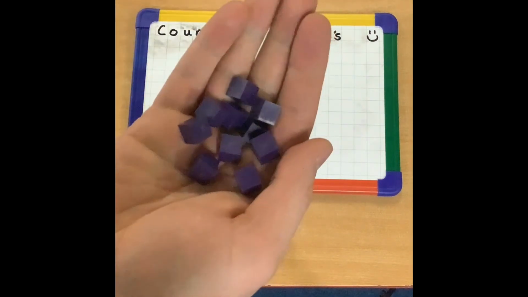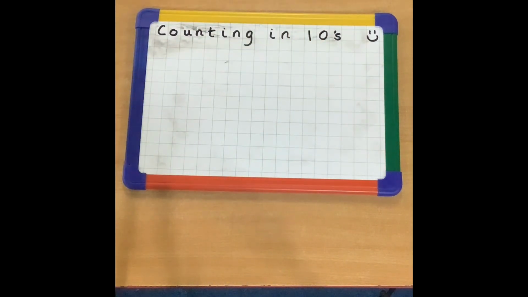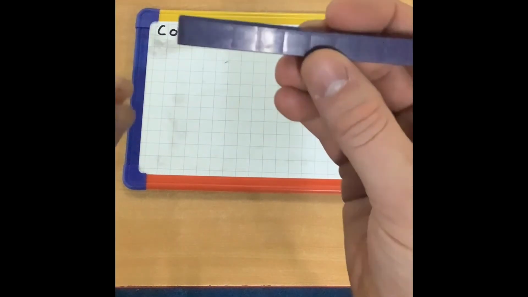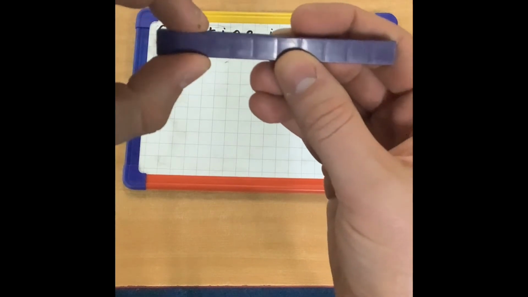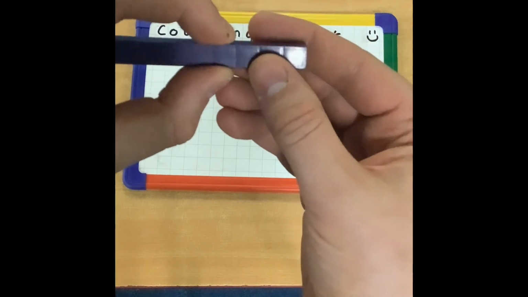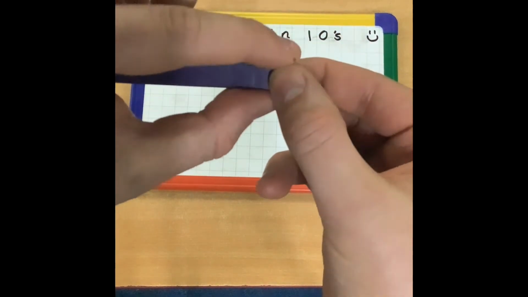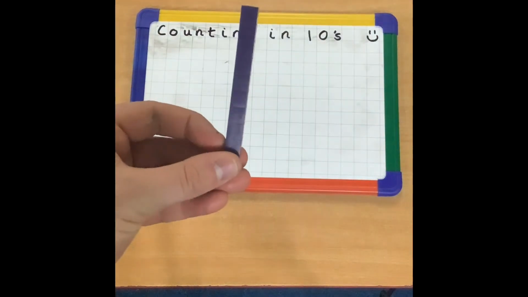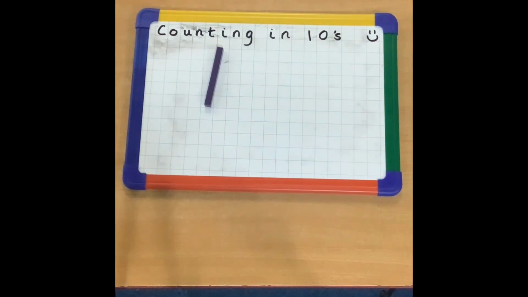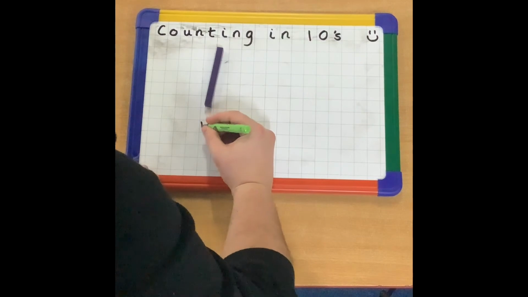When I've got 10 of the cubes, I can exchange it for a tens stick. And there's 10 in here, 10 little squares all glued together. So 1, 2, 3, 4, 5, 6, 7, 8, 9, 10. This is my group of 10. I'll write that down there. So we have 10 there.